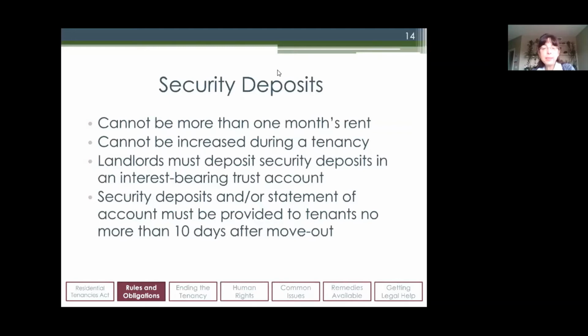And by law, in theory, they have to pay you interest on your security deposit, but in the last several years, the interest on security deposit accounts in Alberta has been 0.